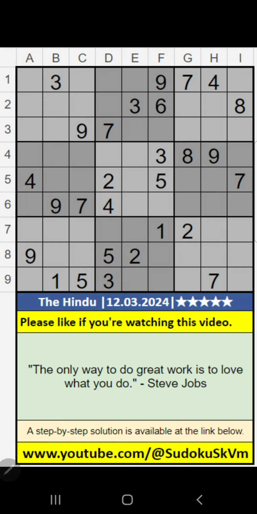Welcome to Sudoku SKVM. I am going to solve the Hindu newspaper Sudoku, March 12, 2024. Five-star Sudoku.